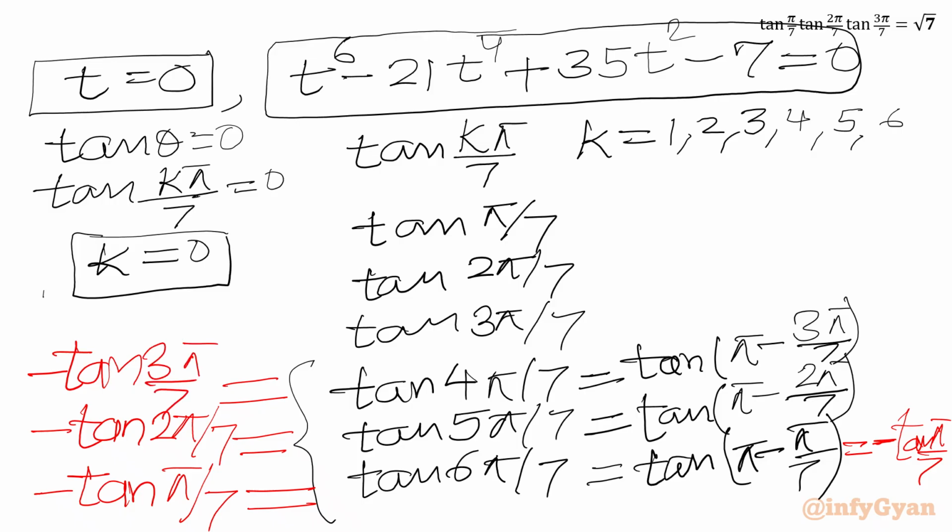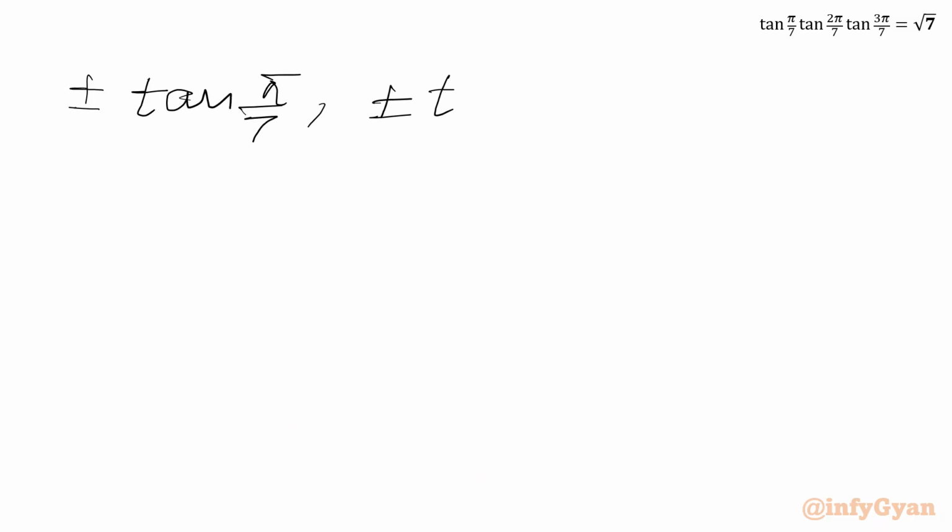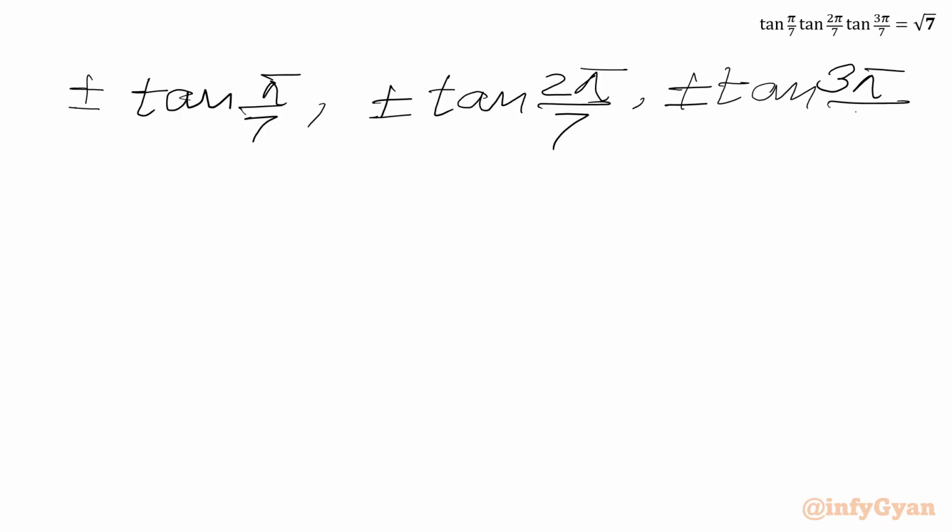Now we have tan pi over 7, tan 2 pi over 7, tan 3 pi over 7, and here we are getting the same roots with negative sign. So I can say this hexic equation has roots plus minus tan pi over 7, plus minus tan 2 pi over 7 and plus minus tan 3 pi over 7.